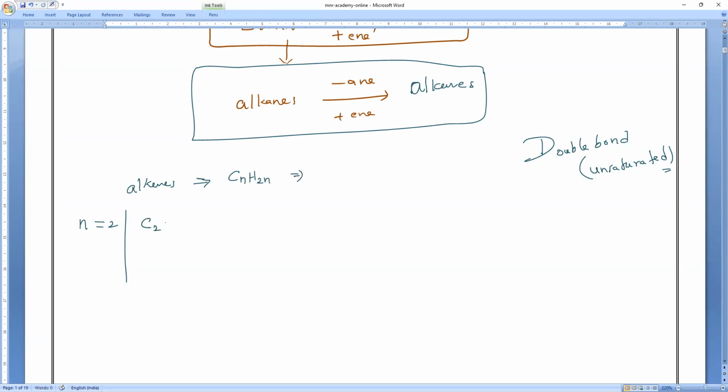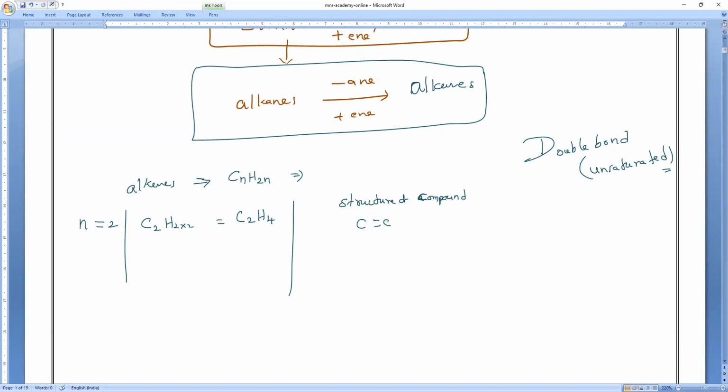If I substitute n equals 2, we get C2H4. What is the first chemical compound? C2H4. What is the structure of the compound? At least how many double bonds? One double bond between carbon and carbon.